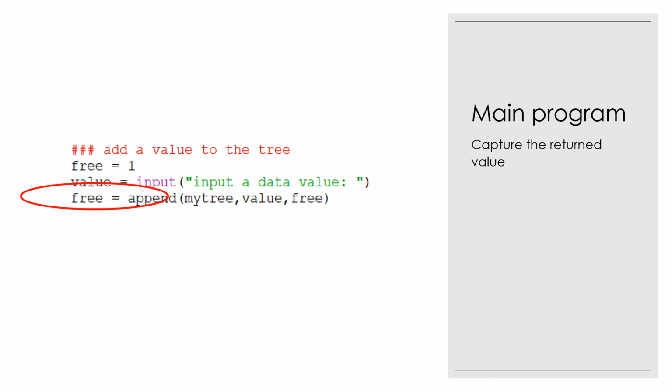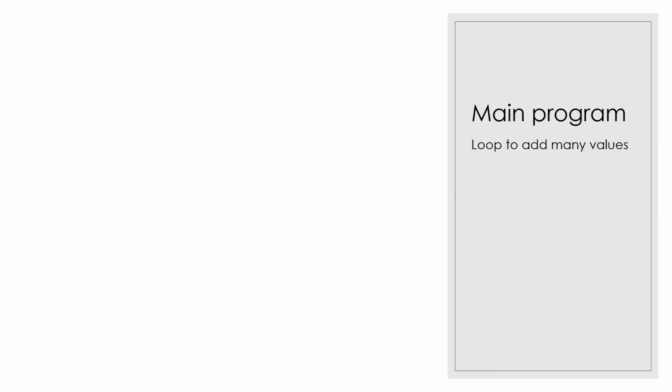Well, what are the chances that we'll only want to add 1 value to a tree? Pretty slim. So we're going to have to put the whole thing inside a loop. Well, we're going to have to amend this program so that we can add many values to the tree. The only upper limit really is the size of the 2D array. In other words, the length of my tree. So I'm just going to show you one way to do that. You can try and make that code now, and I'll show you in a second.